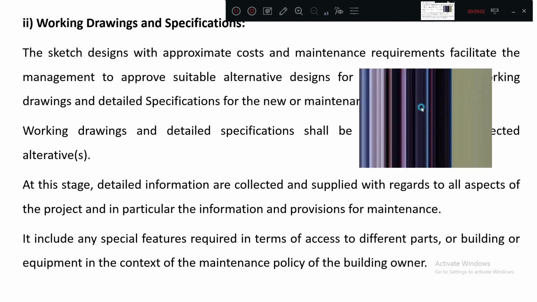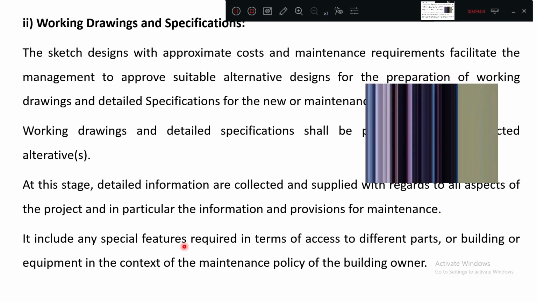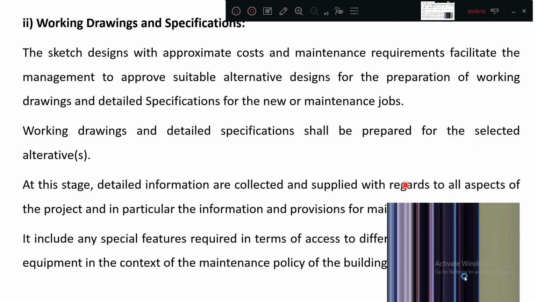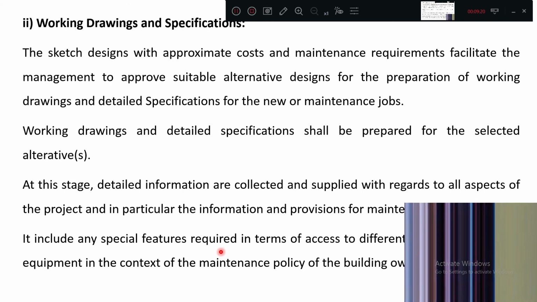Okay, what does it include? The drawings and specification include special features required in terms of access to different parts of the building or equipment, in the context of maintenance policy or the building owner. So it includes special features related to a particular issue. That's all.